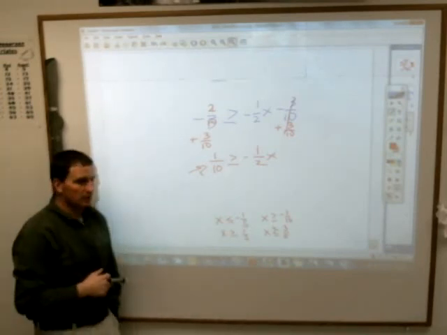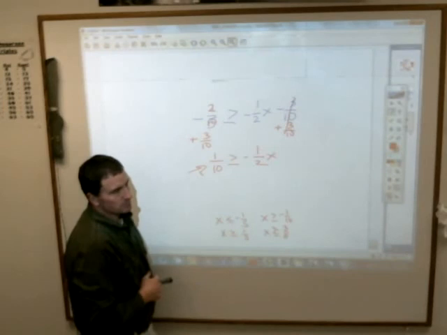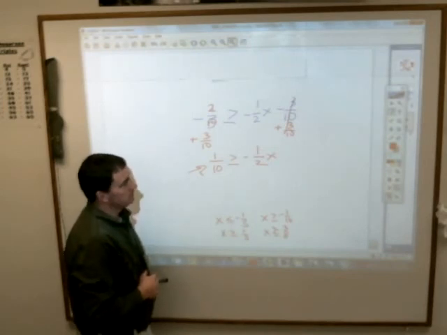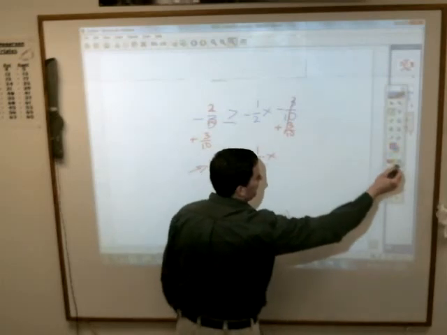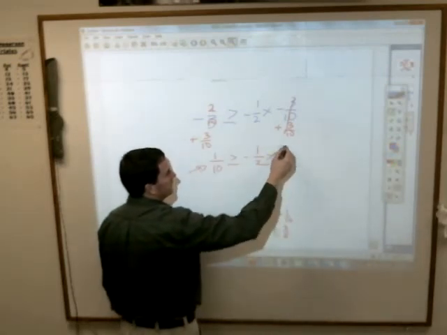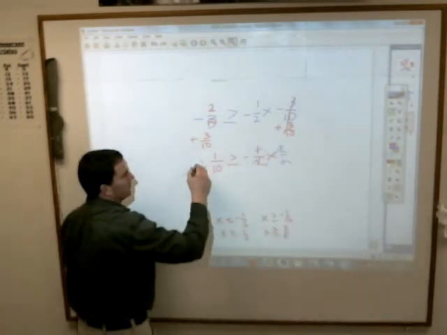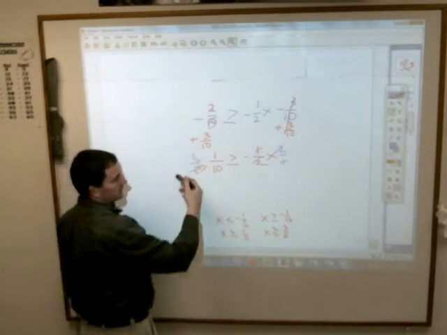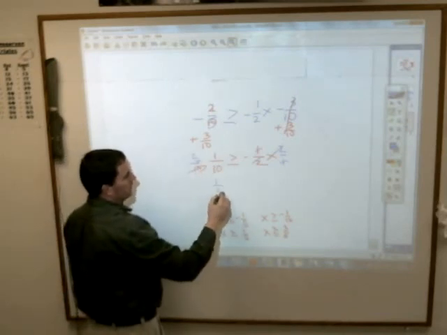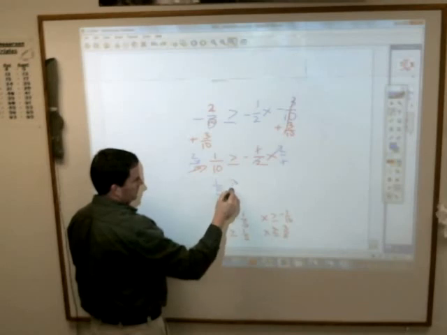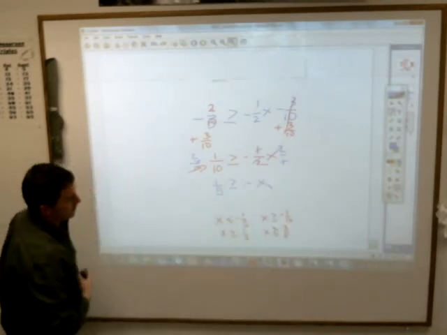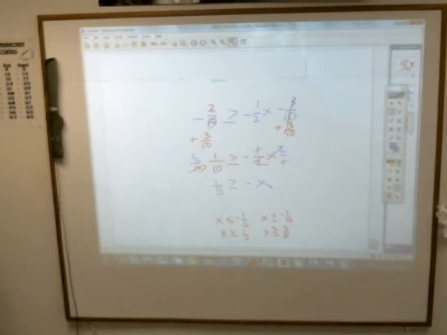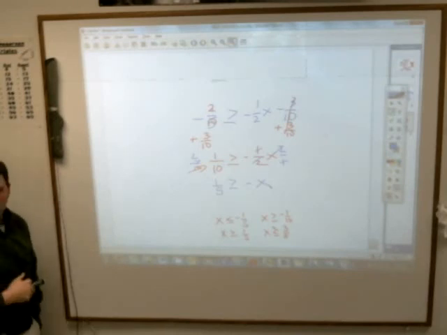What could I do now? Multiply by 2/1. Okay, you can get rid of this by multiplying by 2/1. And that gives you 1/5 is greater than or equal to negative x. Raise your hand if you're still in the game. We're down to 2. Oh, we only have 4.